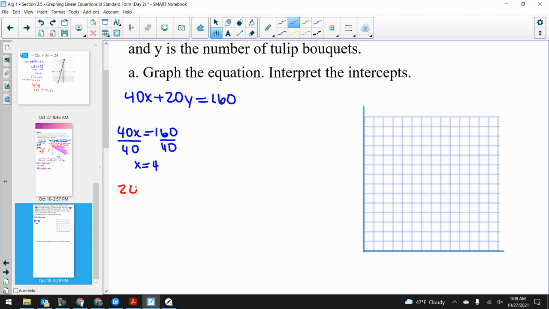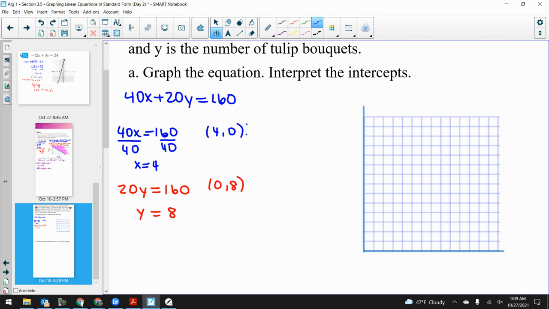And then I can just have 20y is equal to 160. So y is 8. Yep. Okay, so that means I've got 4, 0 and 0, 8. So what's the interpretation of that intercept? 4, 0. You can try either 4 bouquets of roses or 8 bouquets and no tulips, or no roses and 8 bouquets. Good. Those are both the interpretations.